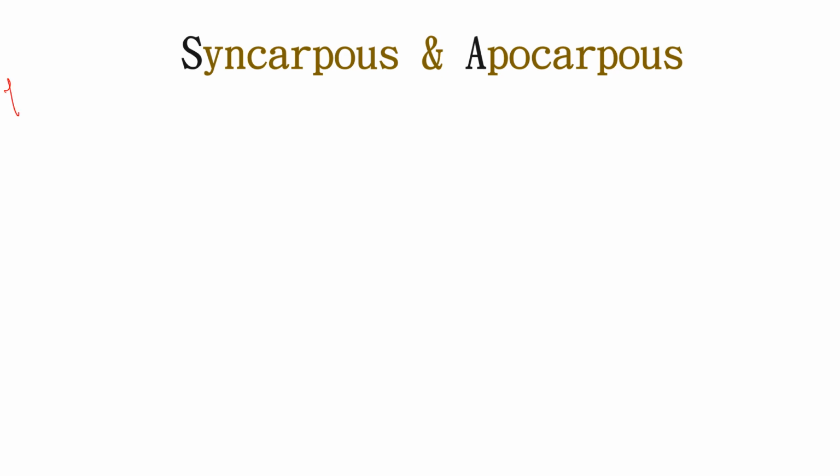As we know, one flower can contain more than one carpel. And the carpels can be syncarpous or apocarpous. What is the meaning of syncarpous? That these many carpels are fused. If they are fused, then this is known as syncarpous, and if they are free, then it is known as apocarpous. So how can we remember that syncarpous is fused?